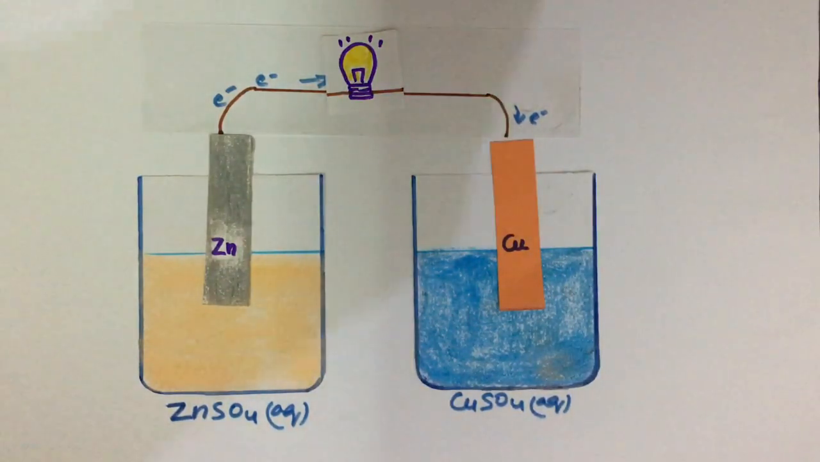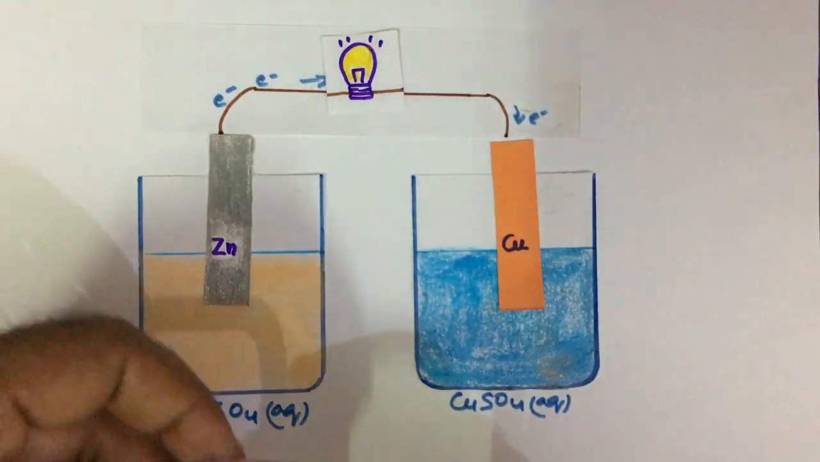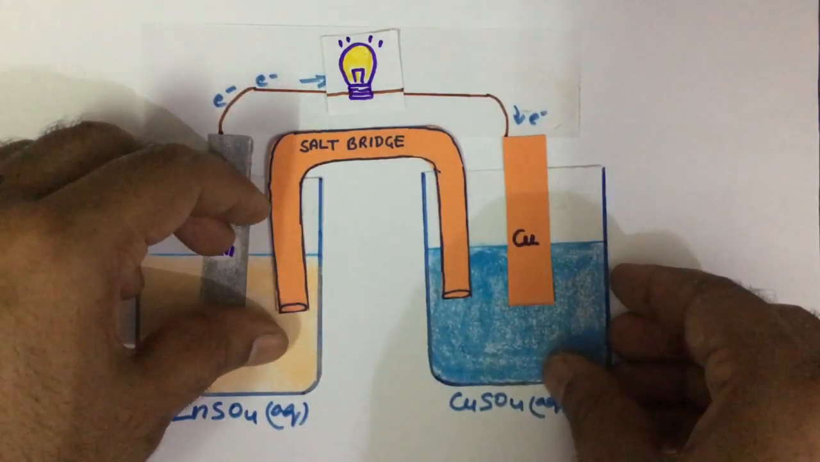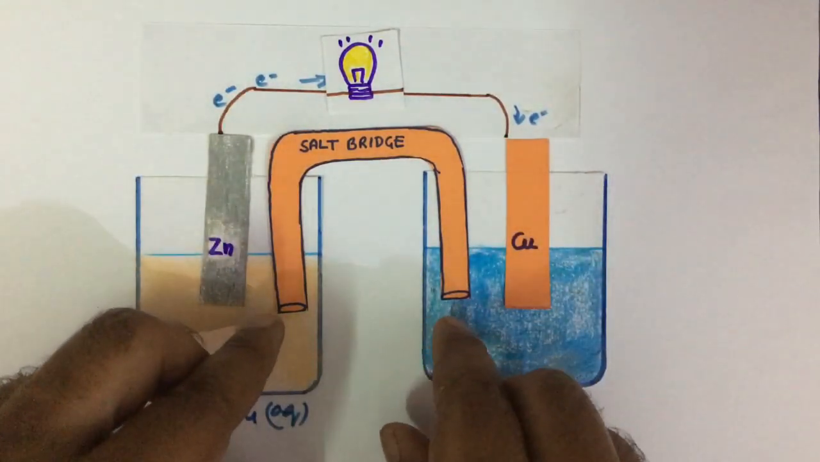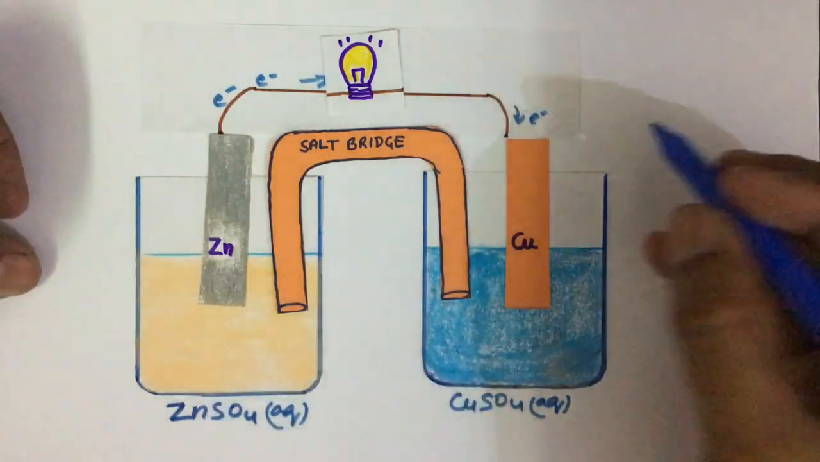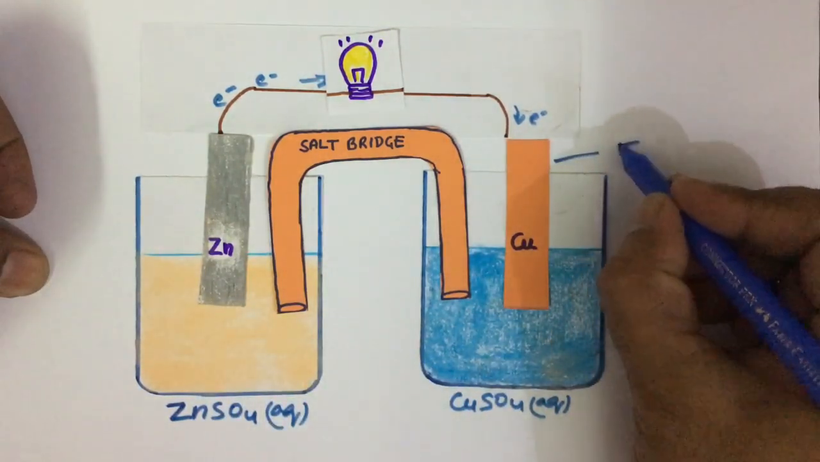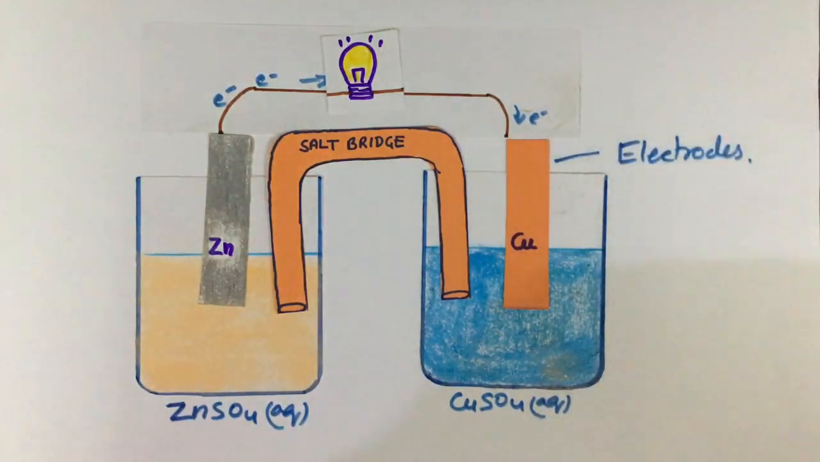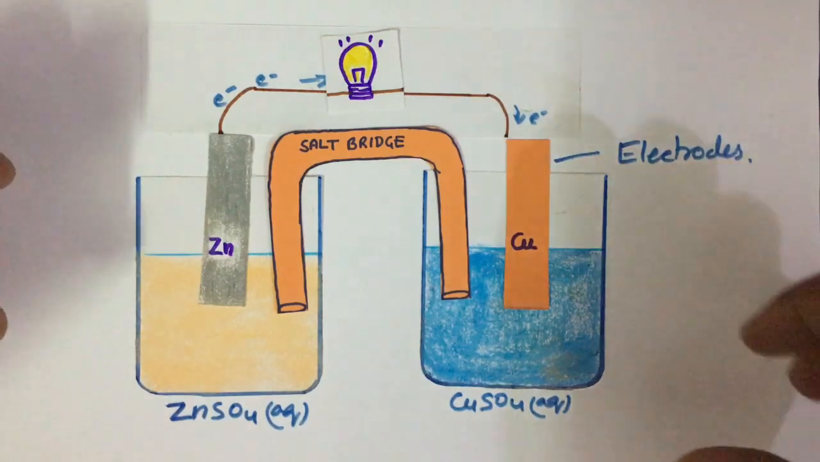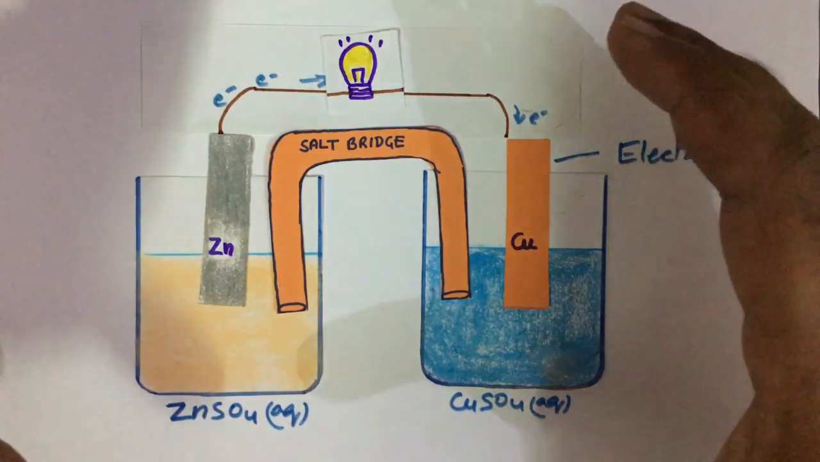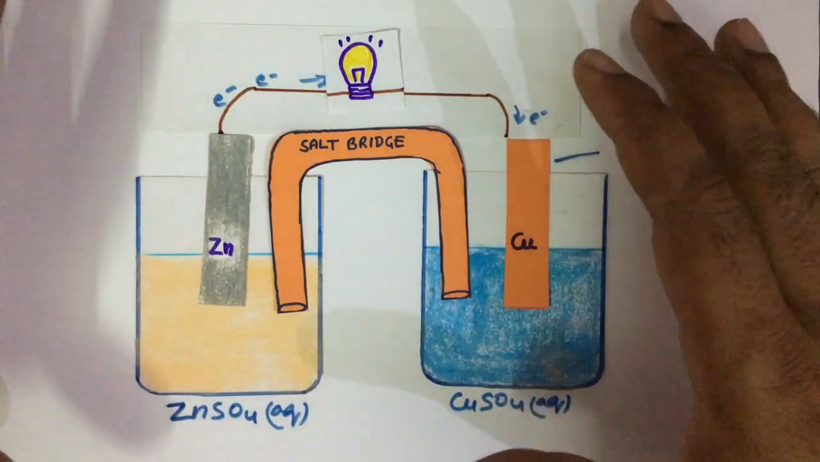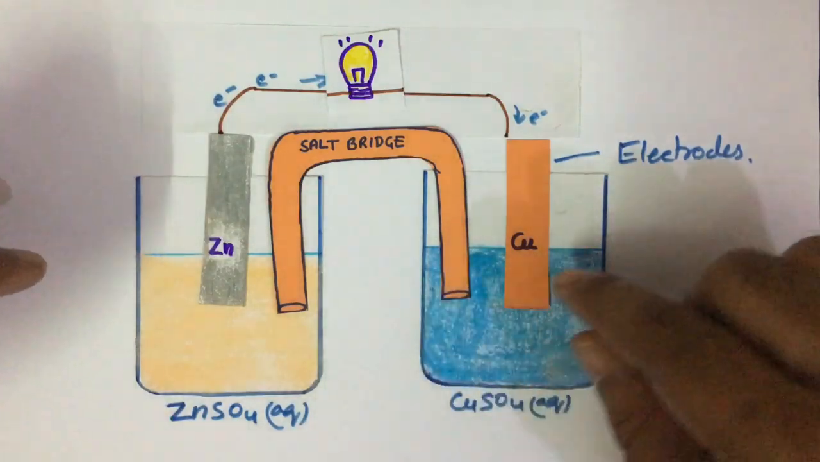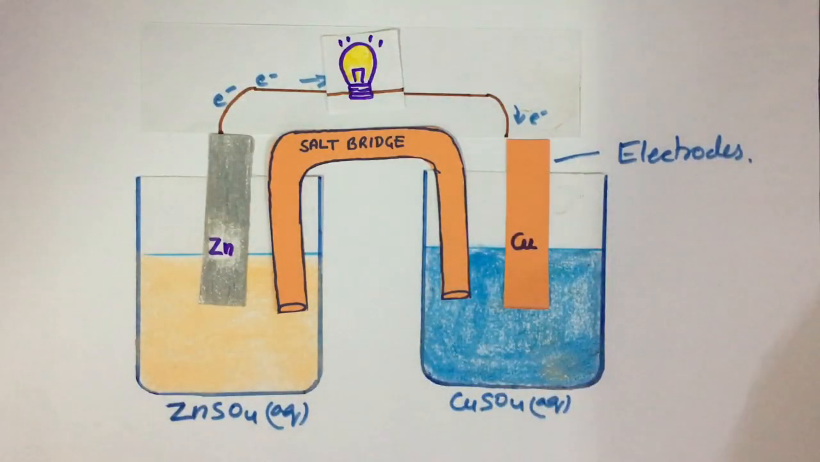To be very specific, there is one more part of the cell which is called the salt bridge. The salt bridge connects the two solutions, and the two rods are called electrodes. Now in the next section I am going to give a more zoomed view of the electrochemical cell, and we will see what happens at the atomic level.